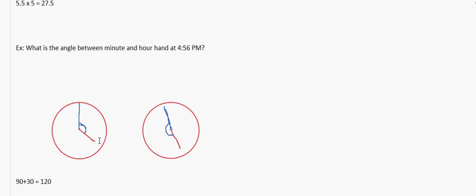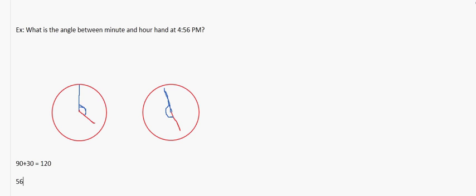And the relative speed is 5.5. So in 56 minutes, how much would the minute hand move relative to the hour hand? It would be this much, right? Which is equal to 308 degrees, right? So let me take the whole angle. Finally, the hour hand would be somewhere like this, and the minute hand would be somewhere like this.